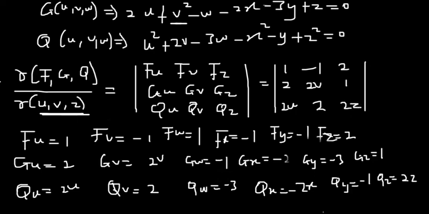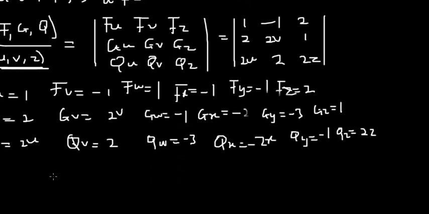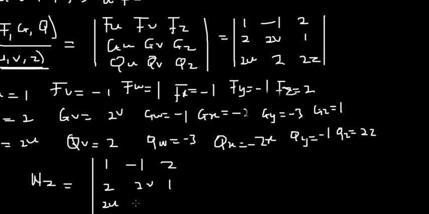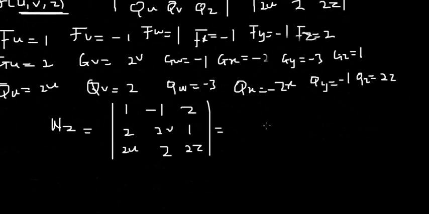So now we have to take the determinant. Let's take the determinant. So let me rewrite that over here, okay? So this is wz, right? So let's write that. So 1, -1, 2, and then we have 2, 2v, 1, and then we have 2u, 2, and 2z. So in case you already know how to take the determinant, this will be much easier for you, okay? But let's do it together. After that, we'll just proceed from there.